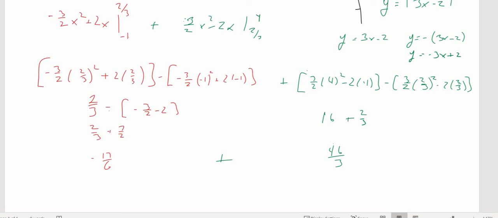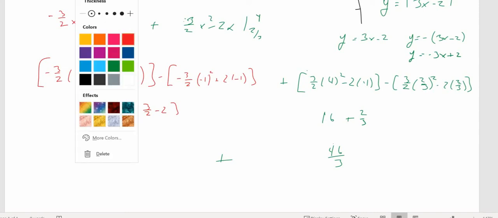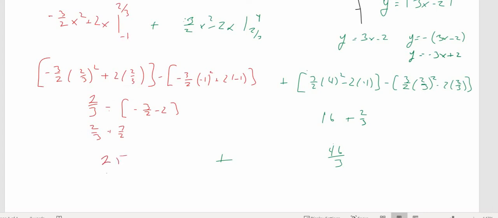We got 2/3 plus 7/2. That's 25/6. So I knew I messed something up. I typed something in my calculator wrong there. So that's 25/6.